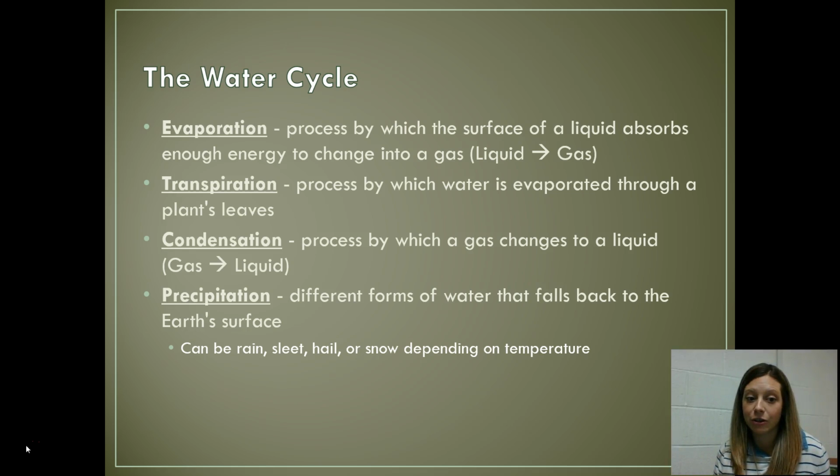falling back into the earth in the different forms, right? We usually think of rain, but it could be sleet, it could be hail, it could be snow, depending on what the temperature is. That's precipitation.